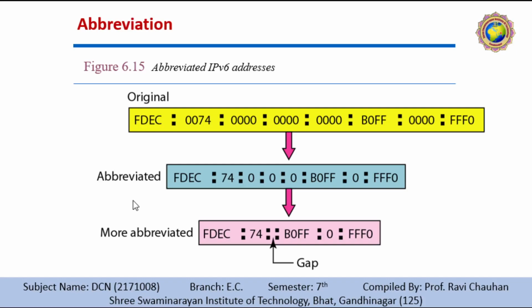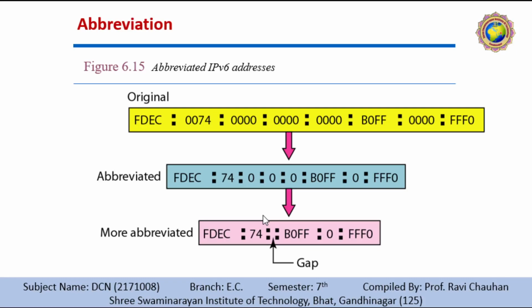Further abbreviation is possible if there are consecutive sections consisting of zeros only. We can remove the zeros altogether and replace them with a double colon. You can see over here, all are zeros, so it will be like this, a double colon, there will be a gap. Fine, so all three zero sections are eliminated. Note that this type of abbreviation is allowed only once per address. If there are two runs of zero sections, only one of them can be abbreviated.